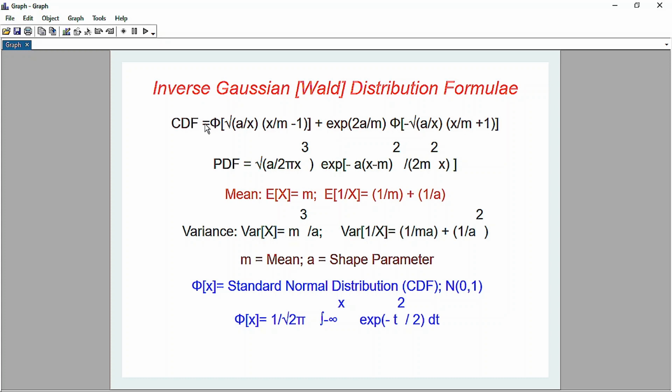We'll calculate the CDF and PDF using these formulas in our next section. The standard normal distribution and its CDF for x is calculated in its integral form by this formula: 1 divided by root 2 pi, and we integrate from minus infinity to x, e to the power minus t squared divided by 2, dt. Now let us calculate the CDF and PDF of the inverse Gaussian distribution.